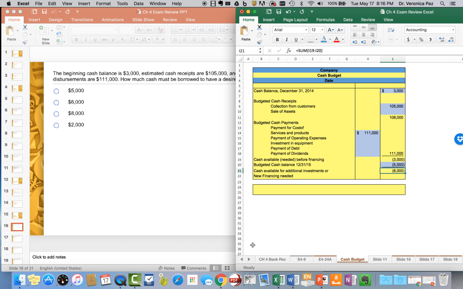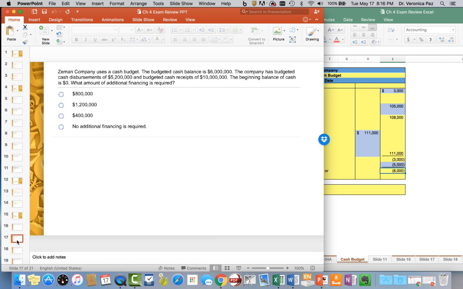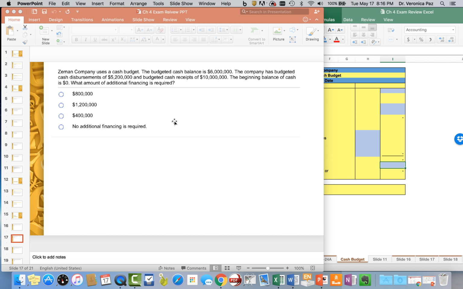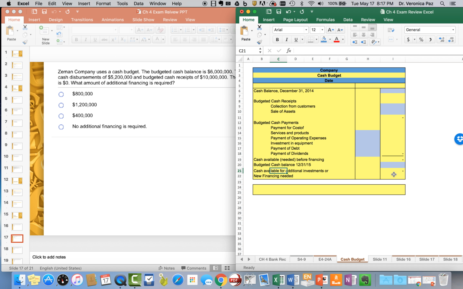So now let's go on to the next one and see if that also gives us what we need. We can just delete the amounts, or you can copy and paste the template. Let's delete the amounts we have so far so that we start fresh. I would highly recommend that, so that you don't get any of the numbers confused. So let's start here and see what we have. Now we use a cash budget as well, and here we're looking for what amount of additional financing is required. So in this case, it's cash available or additional financing. This is going to be the number that we're looking for.